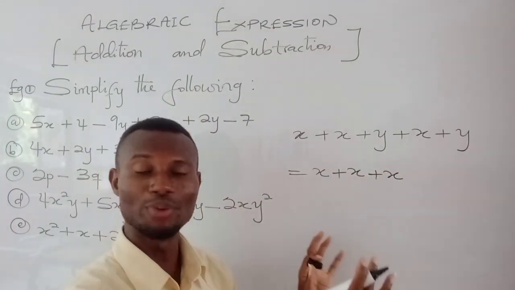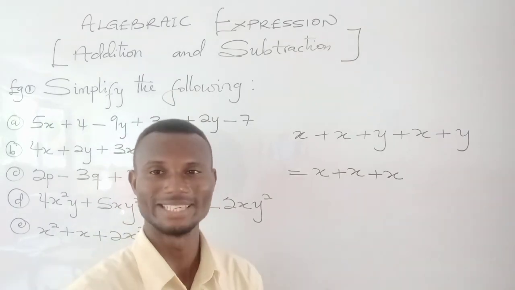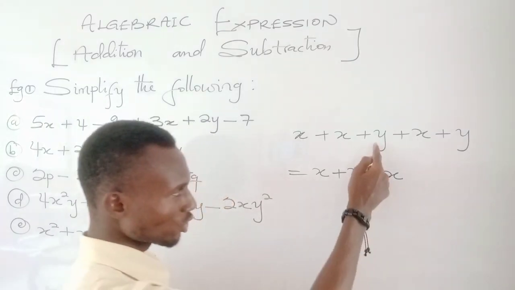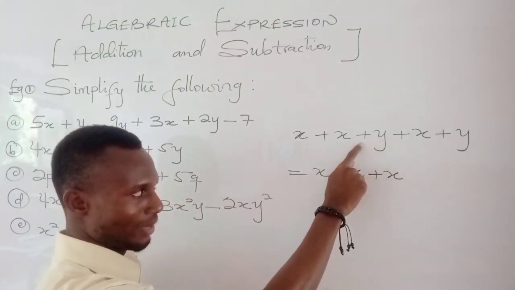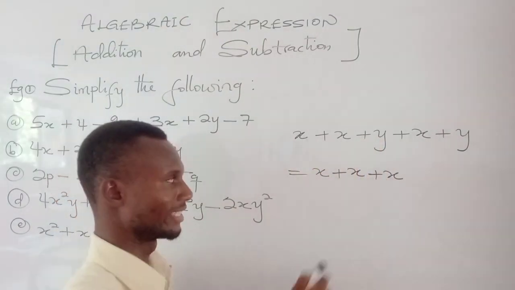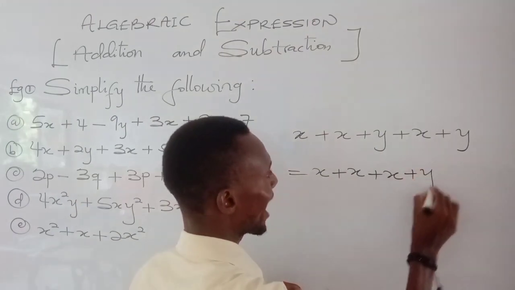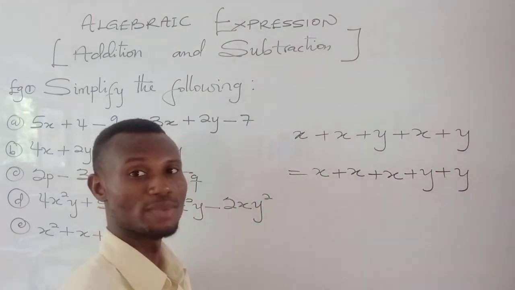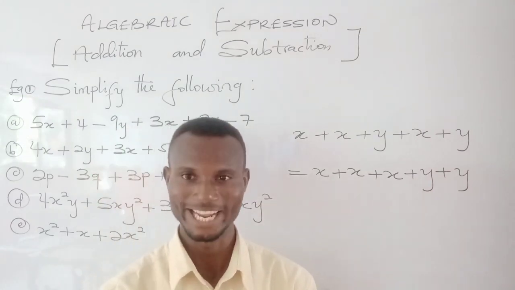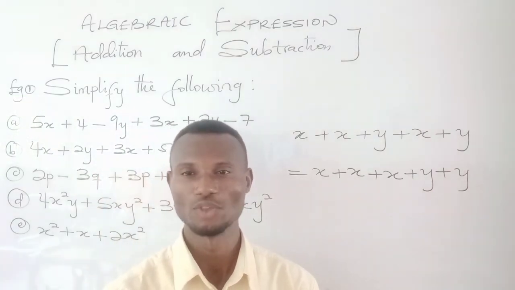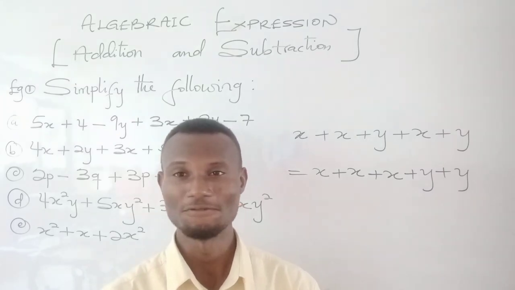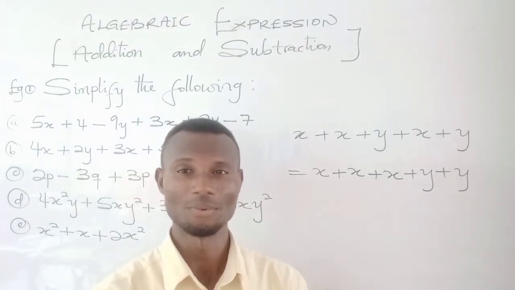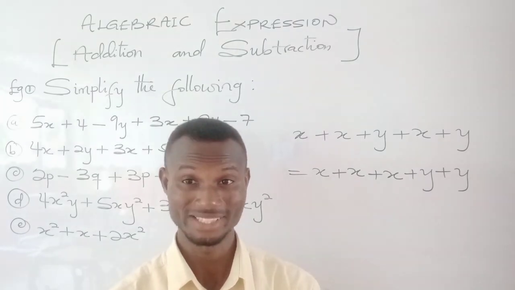So I'm done grouping all the s, so then I'll proceed and group all the y also. So starting with the y here, you pick it with a sign in front of it, so plus y, then I'll join it with this one, plus y. So that is me grouping like terms. Anytime you have different variables mixed together, you group like terms before you simplify.